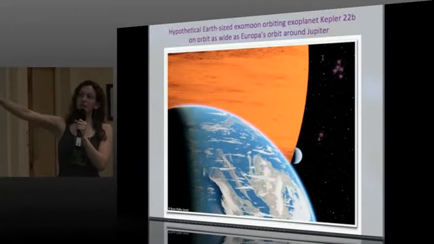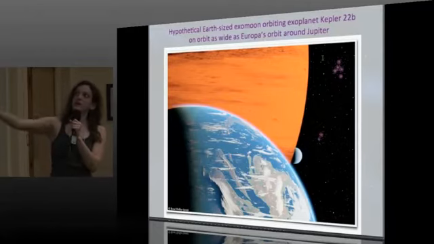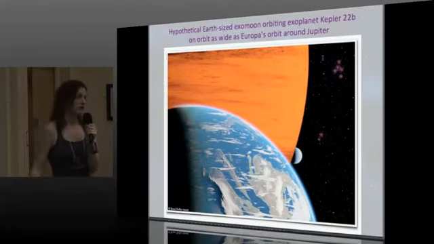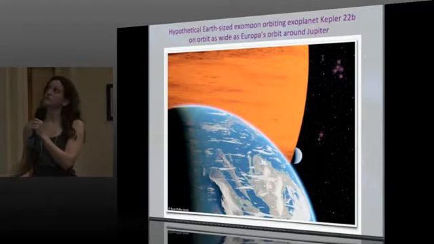This is just an image from René Heller as an example exomoon system. So here we have a hypothetical Earth-sized moon that is orbiting this orange exoplanet in the background, and there is its star in the background. So just an example system.